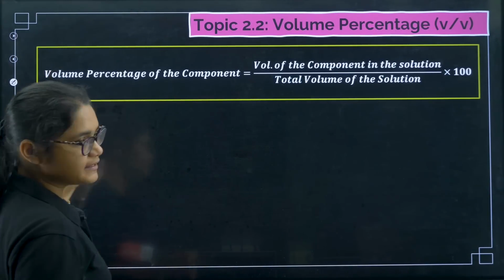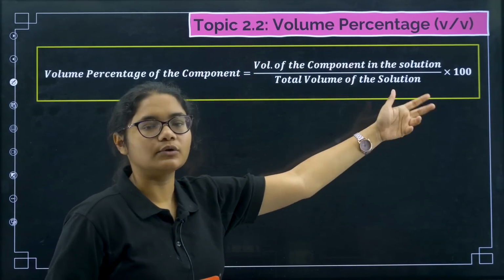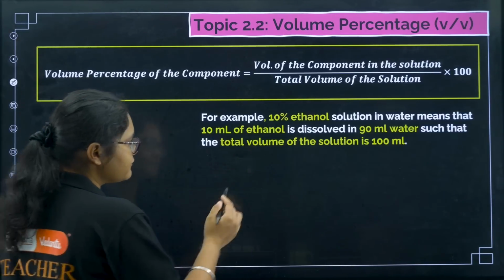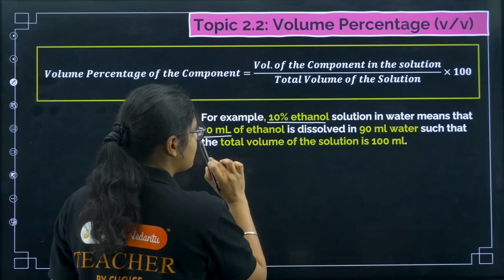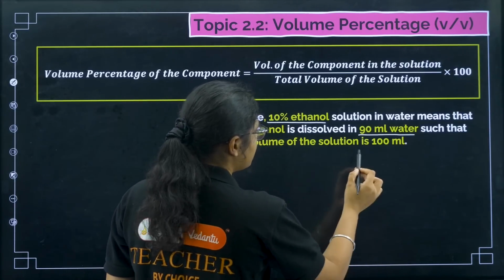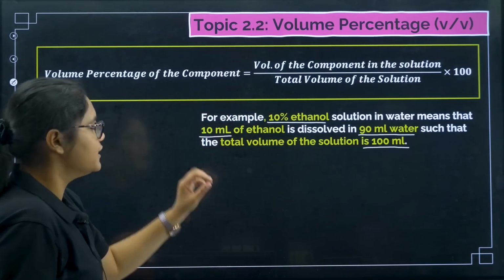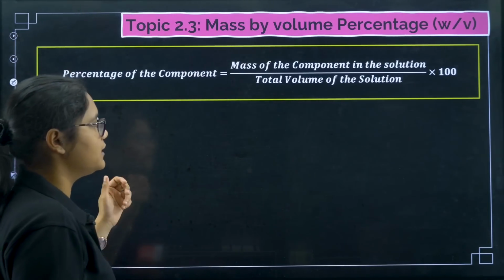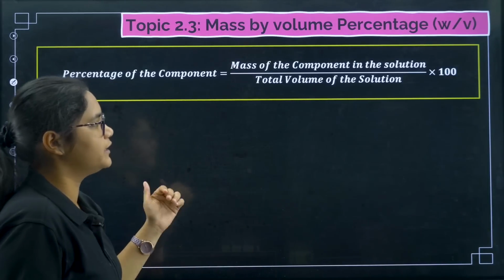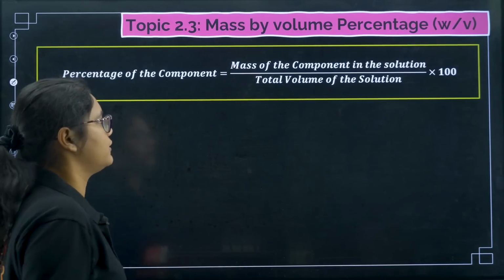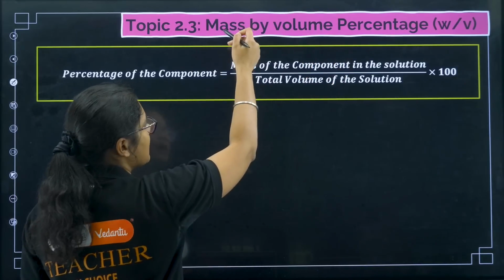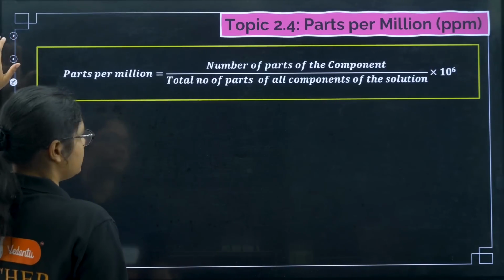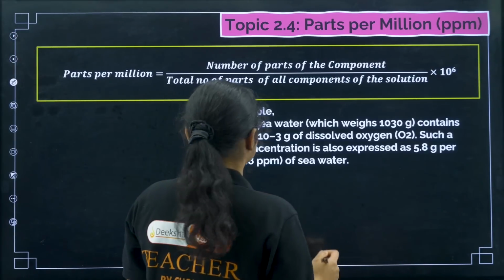Next, coming to volume percentage, it is the same thing. Volume of the solute by the total volume of the solution into 100. So here if I have 10% of ethanol, then it means 10 ml of ethanol in 90 ml of water to make a total of 100 ml of solution. Solute, solvent, solution. Similarly, I have the next one, percentage of the component: mass of the component by the total volume of the solution into 100. This is your mass by volume. So mass of the solute by volume of the solution into 100. From the name only you can easily guess. So for example, here it is given.